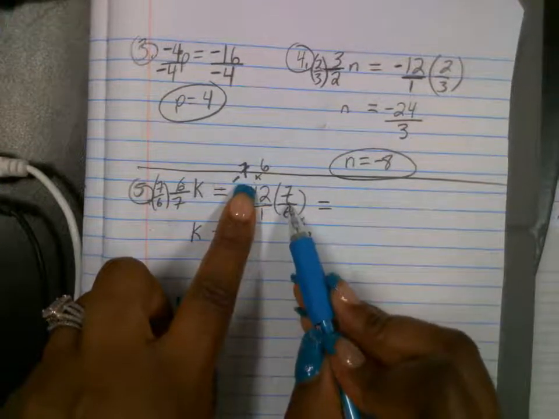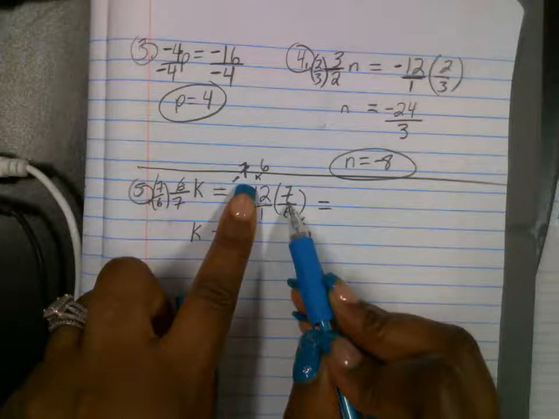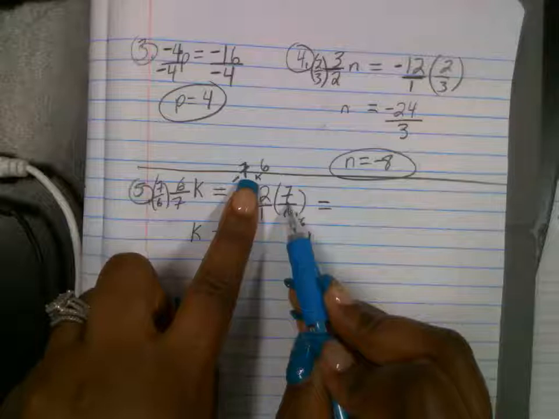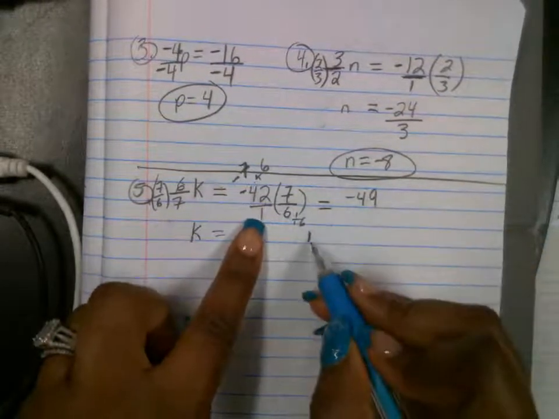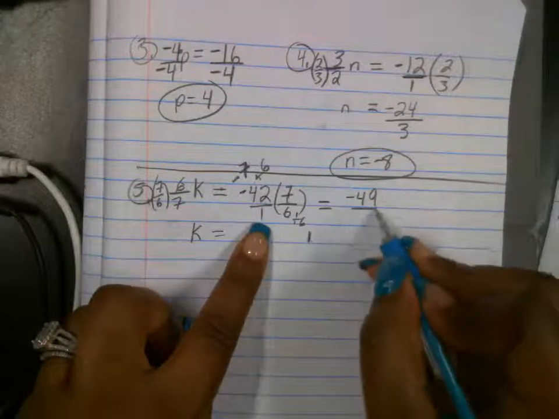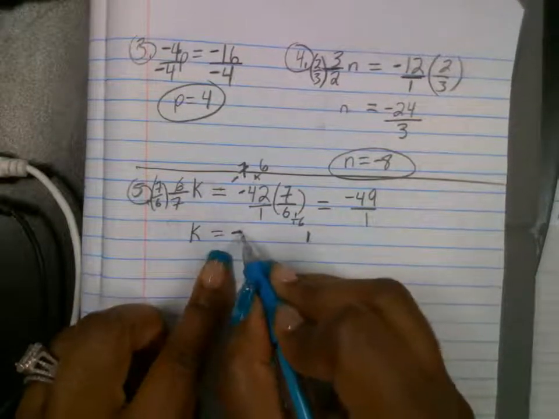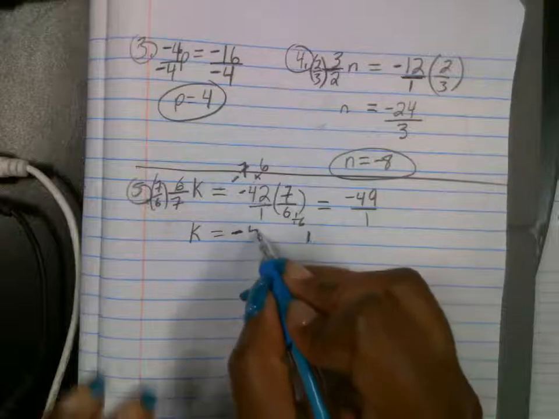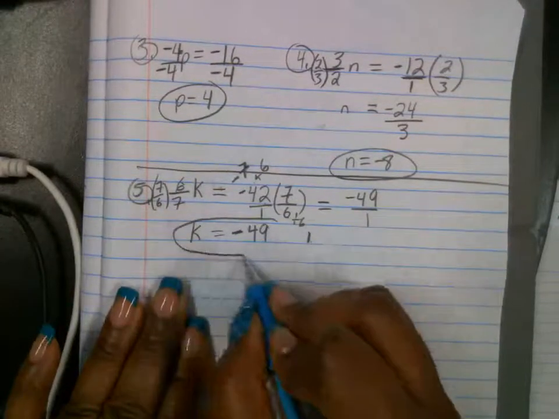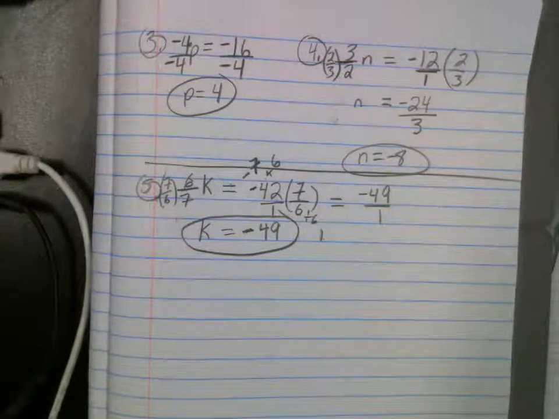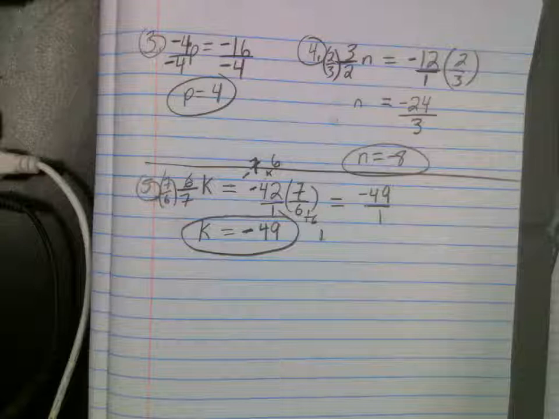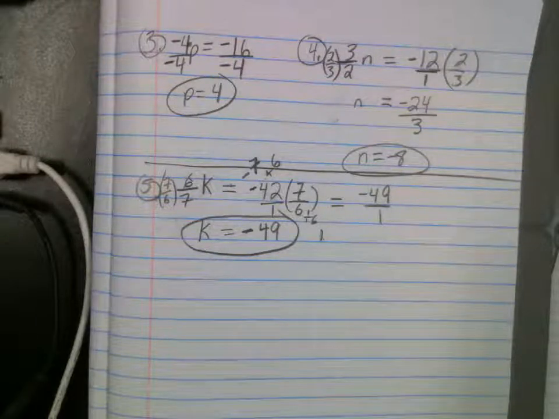Negative 7 times 7 is what? What's negative 7 times 7? Oh, negative 49. Negative 49 on the top. What's 1 times 1? 1. So my answer is negative what? 49. Okay, any questions about that? Okay, think about it. Make sure you don't have any questions, because I will have some of these types of problems on your quiz on Friday.